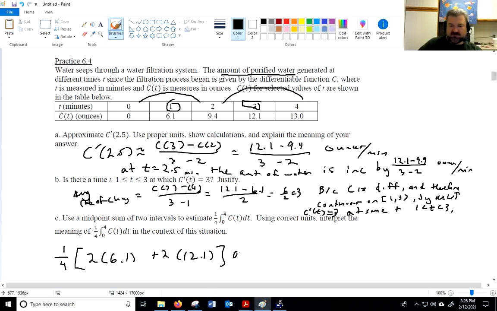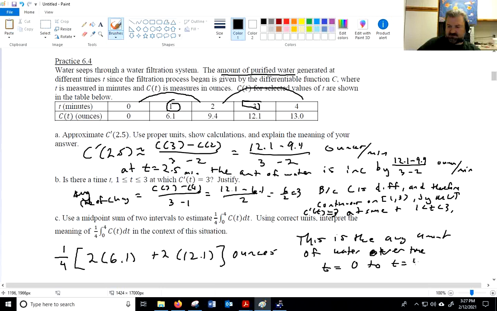And the units there are going to be in ounces, okay? Because this is the average value. This is the average amount of water over the time t equals 0 to t equals 4. It's the average amount of water that the system has generated.